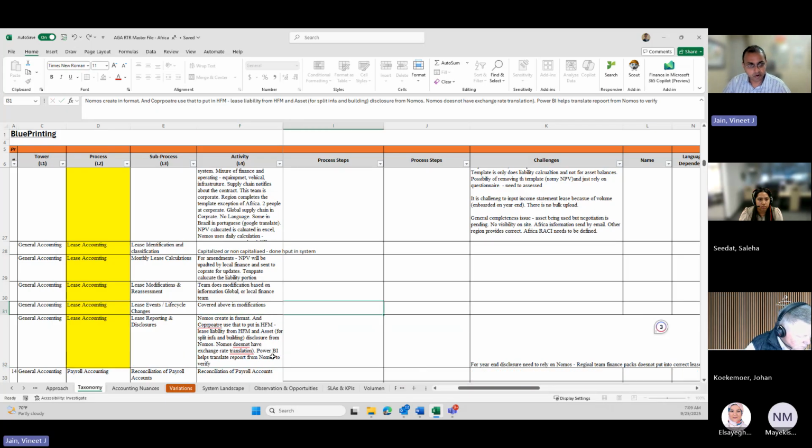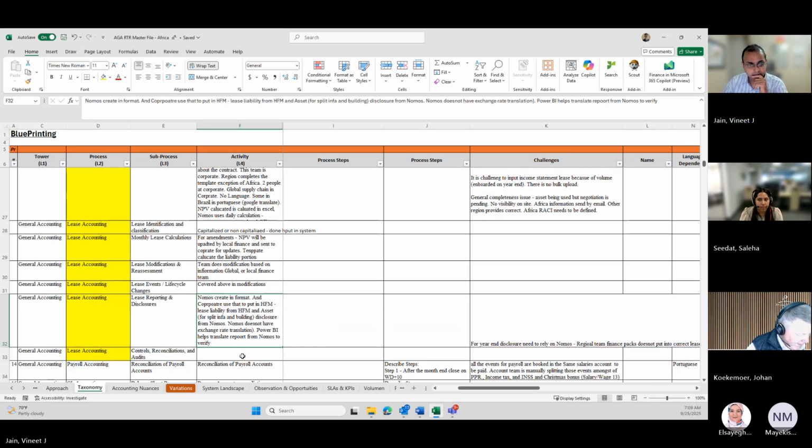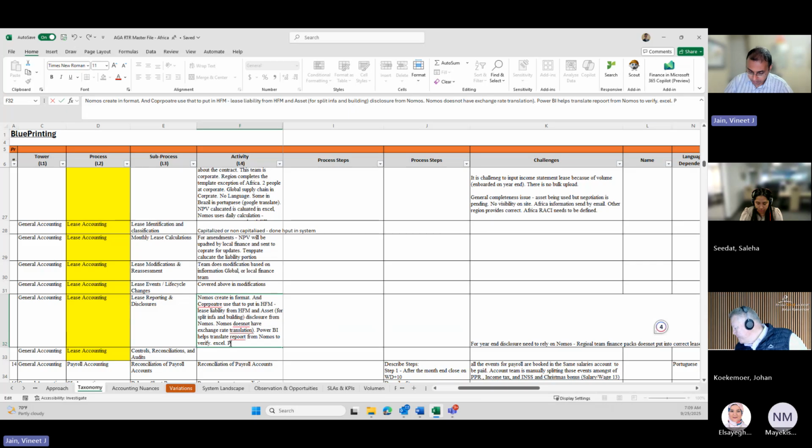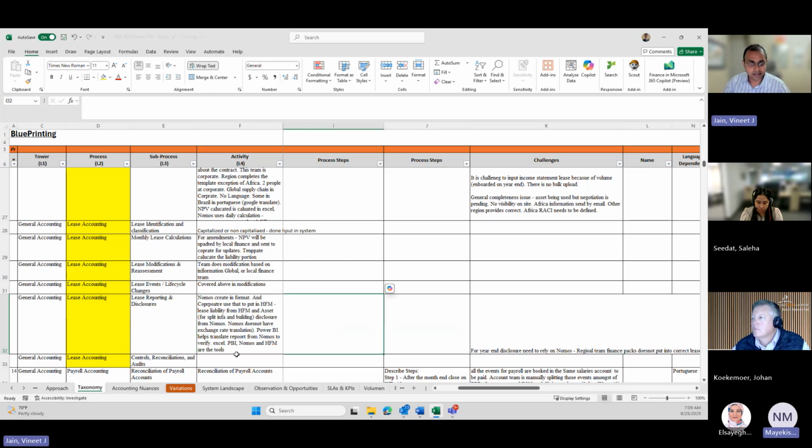So Power BI is also another tool which we are involved in. Any other tool which you are using in this process? No, just Excel, Power BI, Nomos, and HFM. So Excel, Power BI, Nomos, and HFM are the tools. That's good. So the regions would use SAP, but we're not involved at the SAP level.